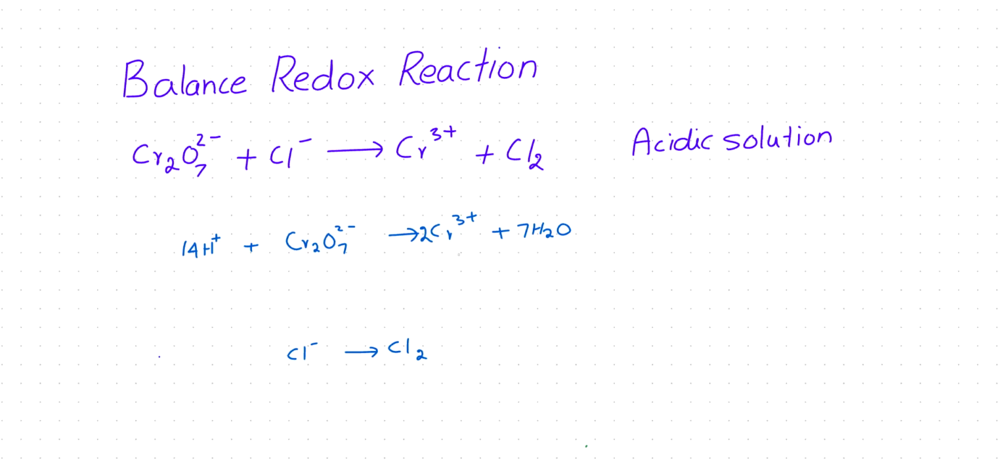On the right side, we have 2 chromiums, each chromium having 3+ charge. So 2 chromium means a total of 6 positive charges on the right side. On the left side, 2 negative charges here and 14 positive charges. So 2 negative and 2 positive cancel. So remaining here 12 positive charges. We have 6 positive charges on the right side, so 6 positive cancel with 6 positive. Still remaining here 6 positive charges. So to make them zero, we add 6 electrons.